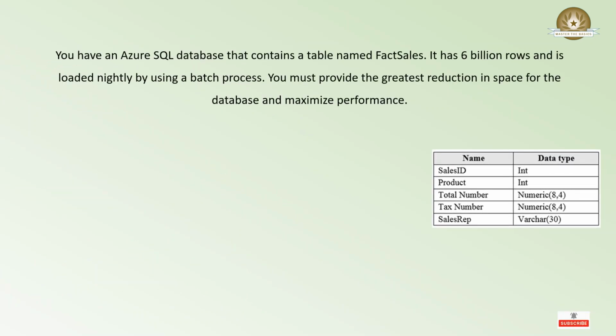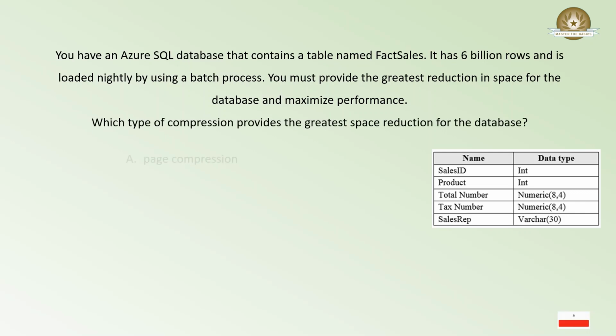You have an Azure SQL database that contains a table named Fact Sales. It has 6 billion rows and is loaded nightly by using a batch process. You must provide the greatest reduction in space for the database and maximize performance. Which type of compression provides the greatest space reduction for the database?